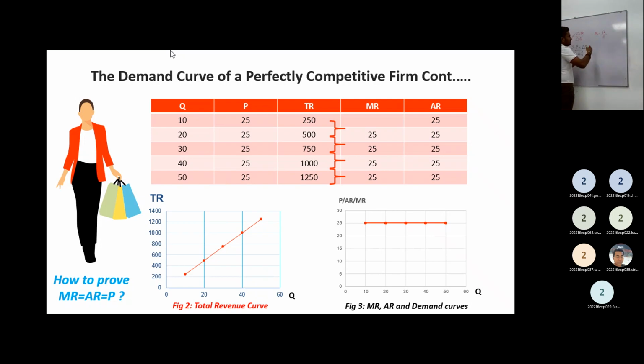Then, if you look at your average revenue, how do you calculate it? Total revenue is simply price into quantity, divided by quantity. So here what happens? You can easily cancel these terms. Then you have your MR equals AR equals P. Okay. MR equals AR equals P, the price of the product. Mathematically, this is how we prove it. And this is the graphical illustration for us to prove that one.